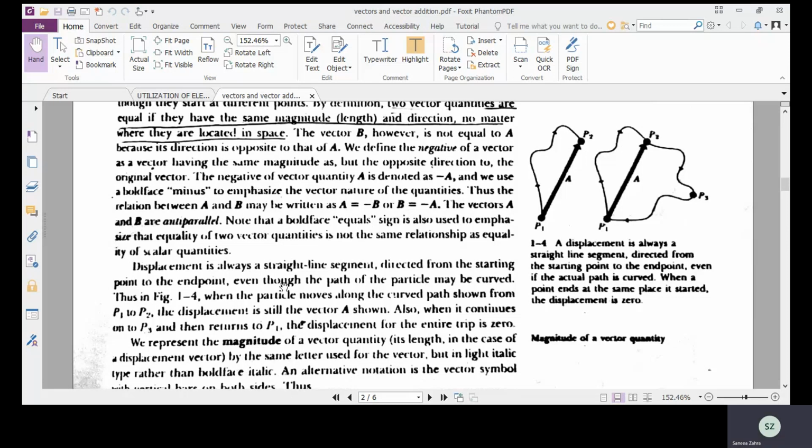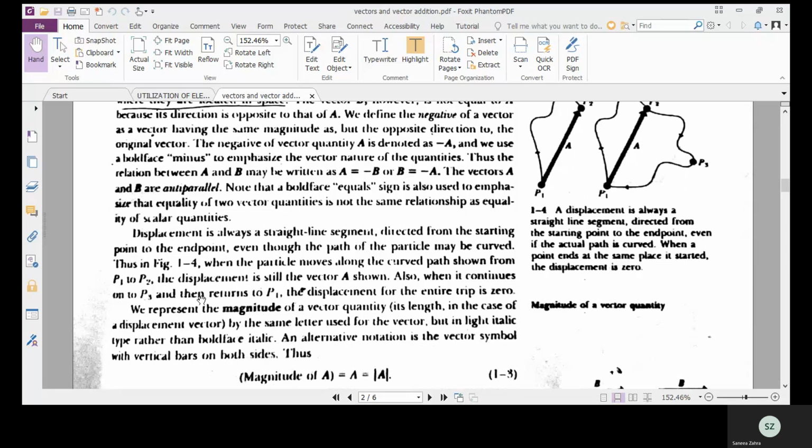Displacement is always in a straight line, directed from the starting point to the end point, even though the path of the particle may be curved. What is displacement actually? Displacement is the shortest distance between two points. So it is always in a straight line.